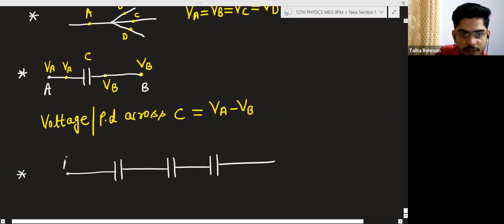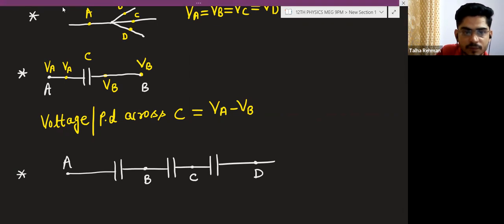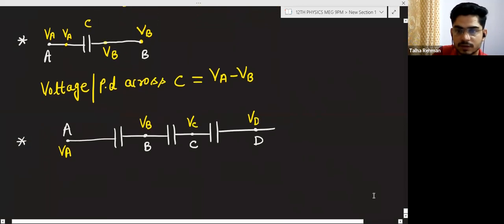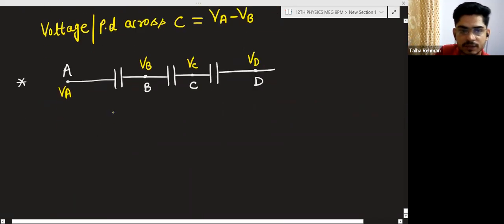This is point A, this is point B, this is point C, and this is point D. Across this, the potential is VA. Here the potential is VB. Here the potential is VC. Here the potential is VD. And suppose this is C1, this is C2, this is C3.